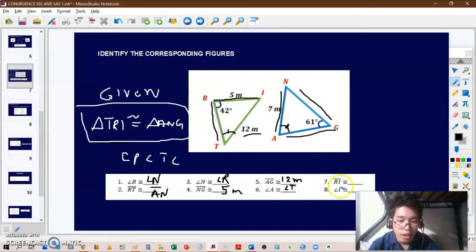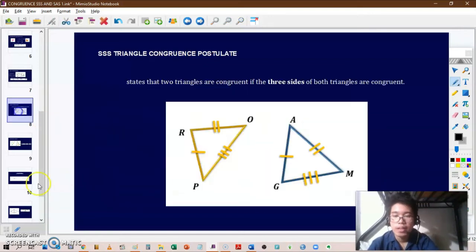And again, we have here RI. RI is congruent to NG, and since we know that RI measures 5 meters, we can say that it's 5 meters, or simply we can also say that it's congruent to NG. And then lastly, we have angle I. The angle corresponding to angle I is angle G, and we all know that the measurement of angle G is 61 degrees, so we write here 61 degrees.